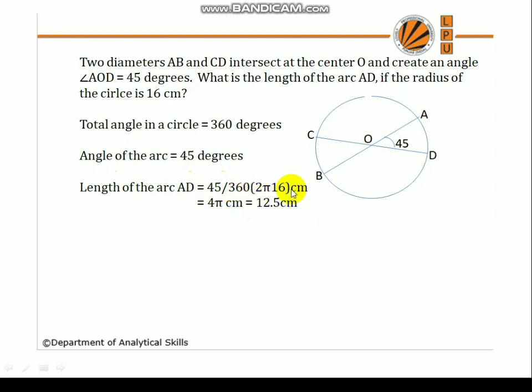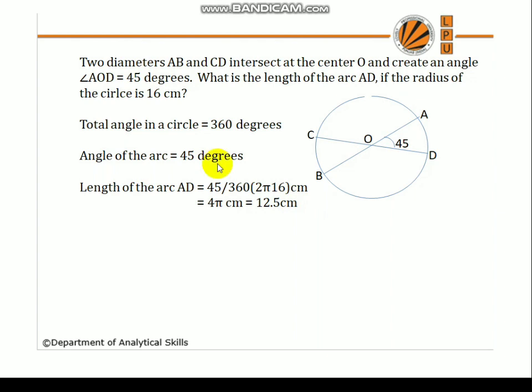That is 2 pi into 16. So 45 by 360 is nothing but 1 by 8. That 8 and 16 cancel 2 times. So 2 pi into 2 is 4 pi centimeter. 4 pi centimeter is approximately 12.5 centimeter. Therefore, the length of the arc AD is 12.5 centimeter.